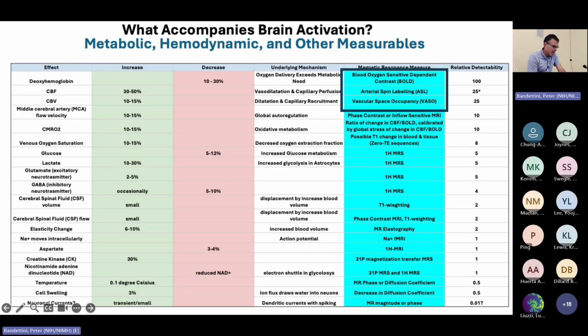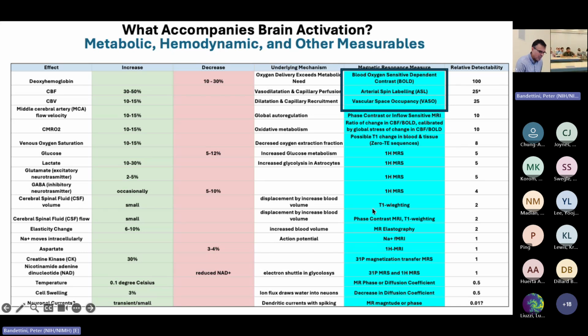Other techniques are looking at cerebral spinal fluid flux. That's sort of a new hot topic, the idea of looking at the glymphatic system that flushes out the brain when you're sleeping. But another idea is that with brain activation, the CSF has to go somewhere. There's an increase in blood volume, and tissue is pretty incompressible in the brain, so it pushes out the CSF in the areas that are active. And there's some groups that have noticed this. It's something I think worth exploring.